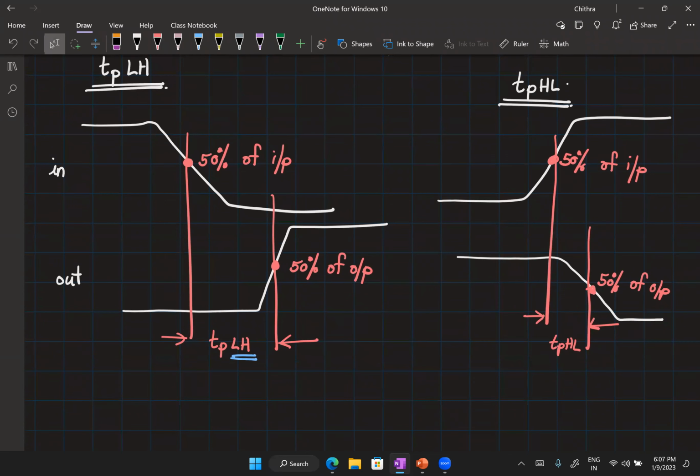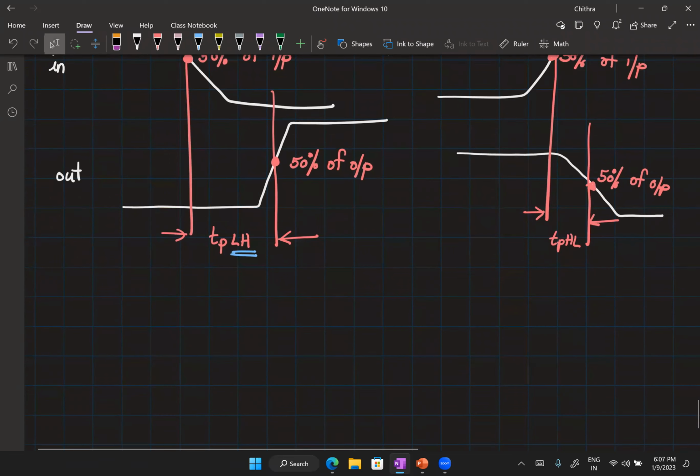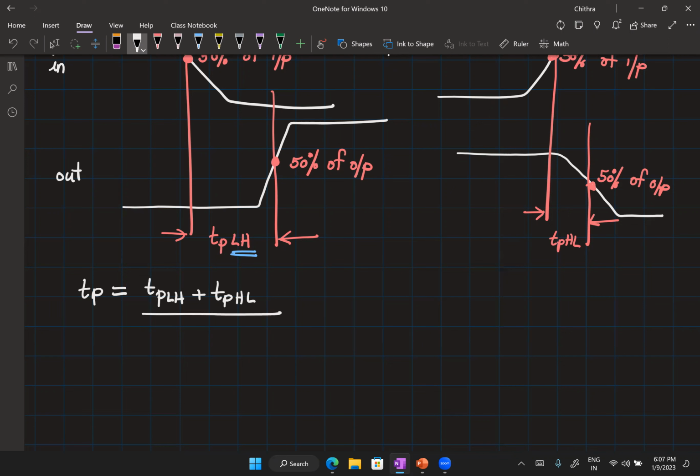Now, once you have TP-LH and TP-HL, you can tell the propagation delay of the inverter using a single number. That is, we simply take the average of both these. As such, TP doesn't have a physical significance. It's just an average of two values. Therefore, the default approach, a good practice, is to report TP, TP-LH, and TP-HL when you are reporting the propagation delay for an inverter.